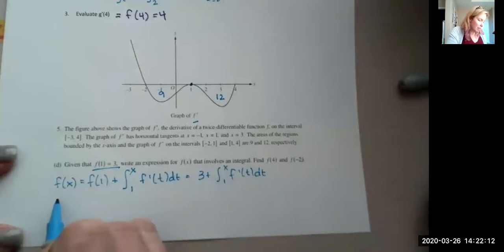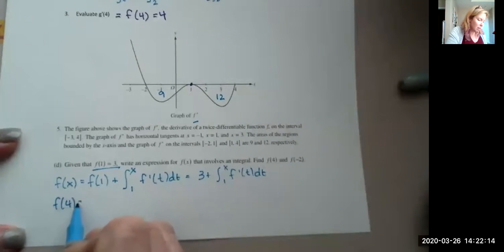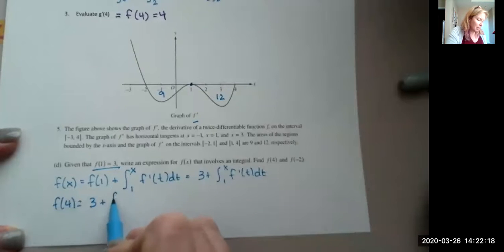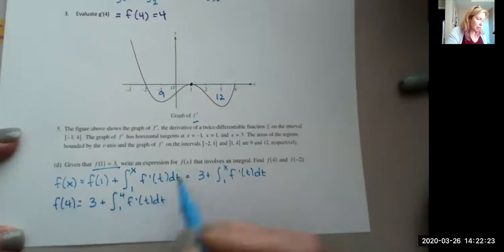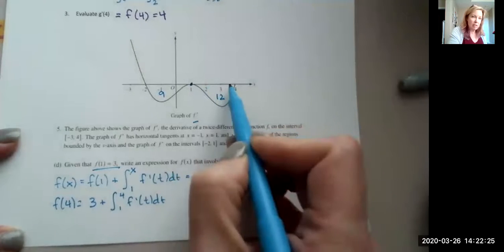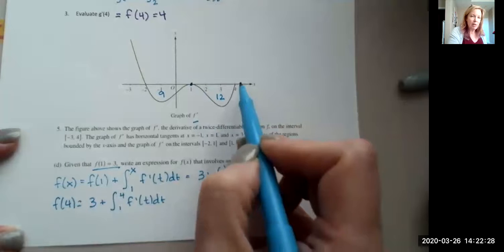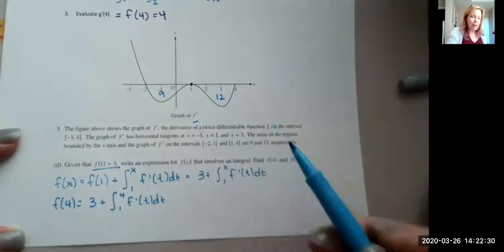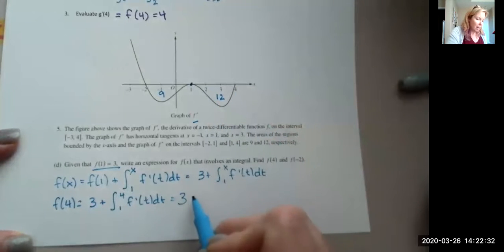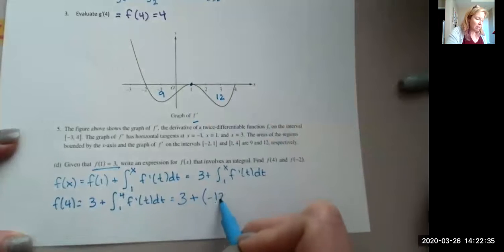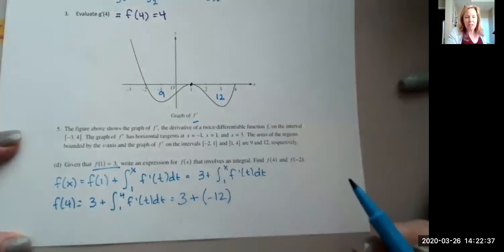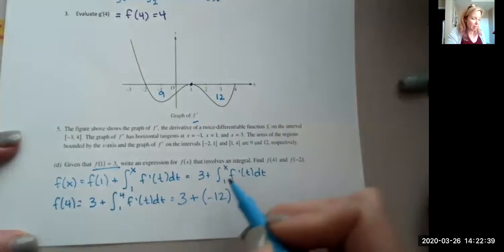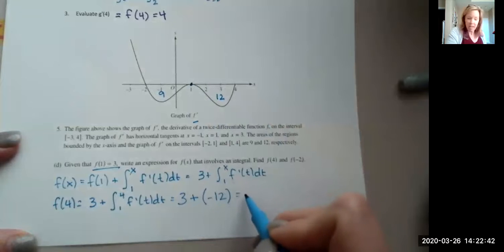So the first one says find f of 4. f of 4 is going to be equal to, and again, I'm just going to use this equation, 3 plus the integral from 1 to 4 of f prime of t dt. So area from 1 to 4, I see it right here. Here's 1 to 4. It's 12, but it's below the x-axis, isn't it? So that means I'm going to take that 3 and add the area between 1 and 4. In this case, it's negative because it's below the x-axis. I have 3 minus 12. The answer to this one is going to be -9.